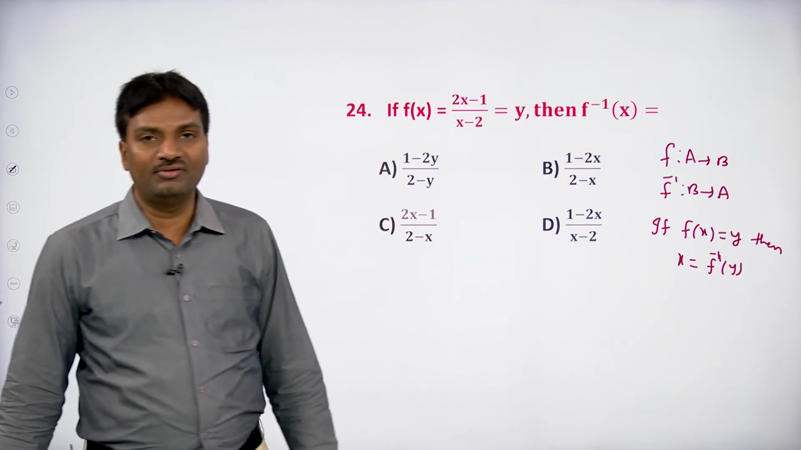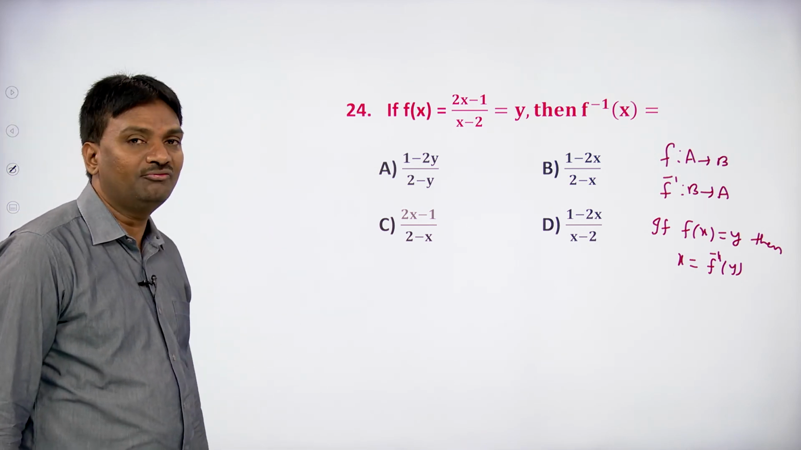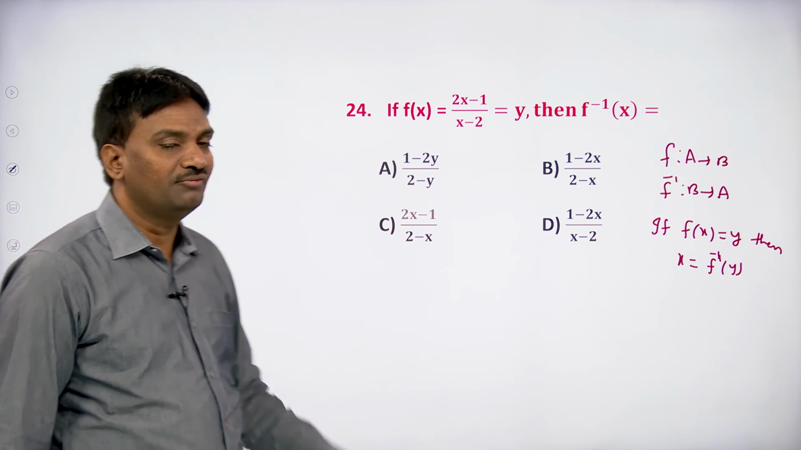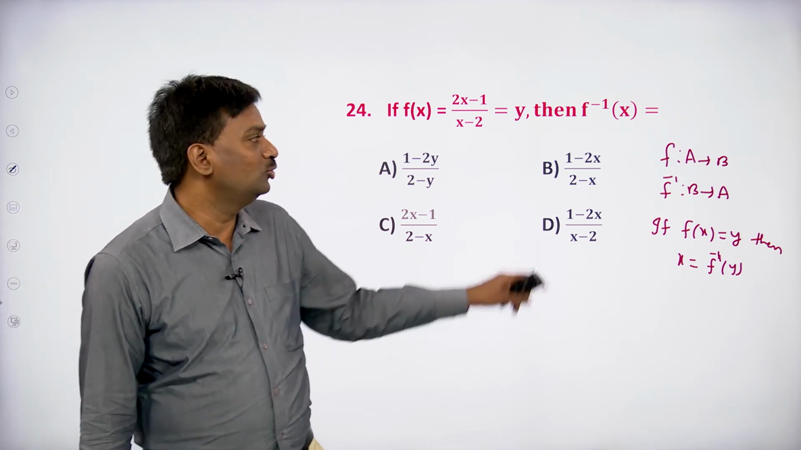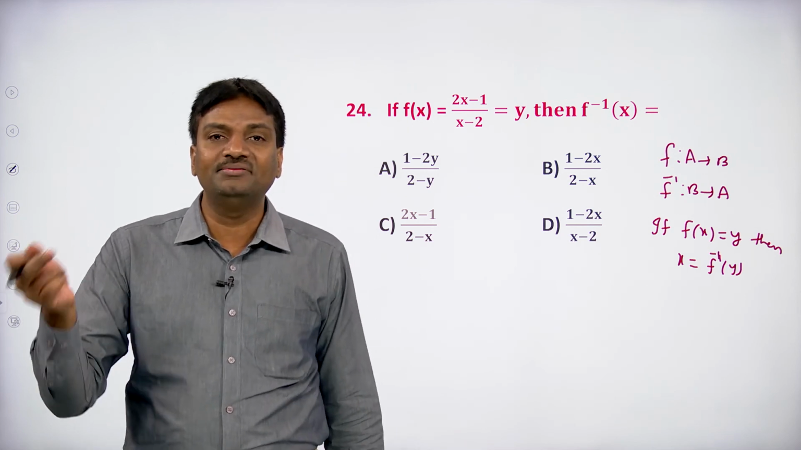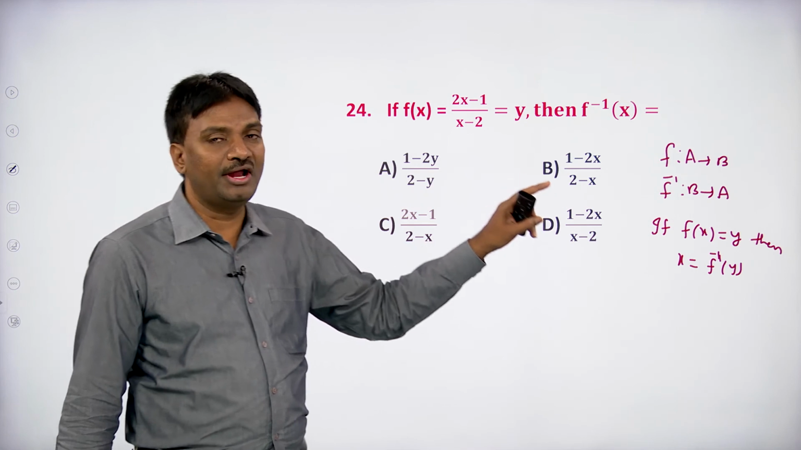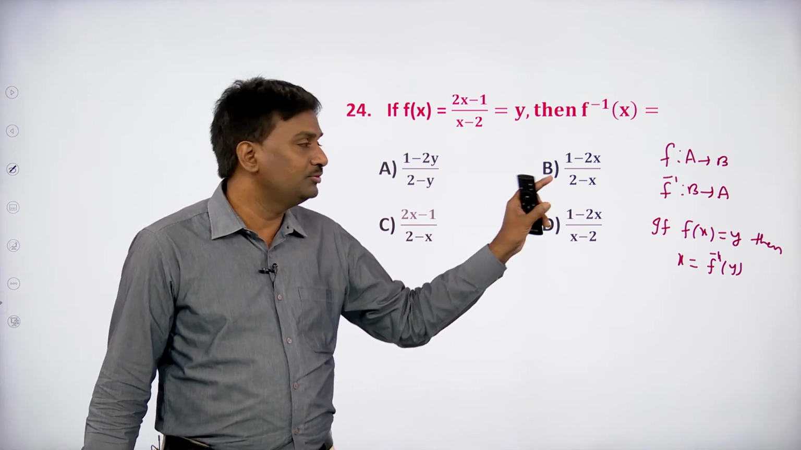If we suppose that f of x equals y, from that we can write x equals f inverse of y. This is the definition of inverse function. If f maps A to B is a bijection, then f inverse maps B to A is known as the inverse function. F is a function from A to B. The inverse of f is B to A.